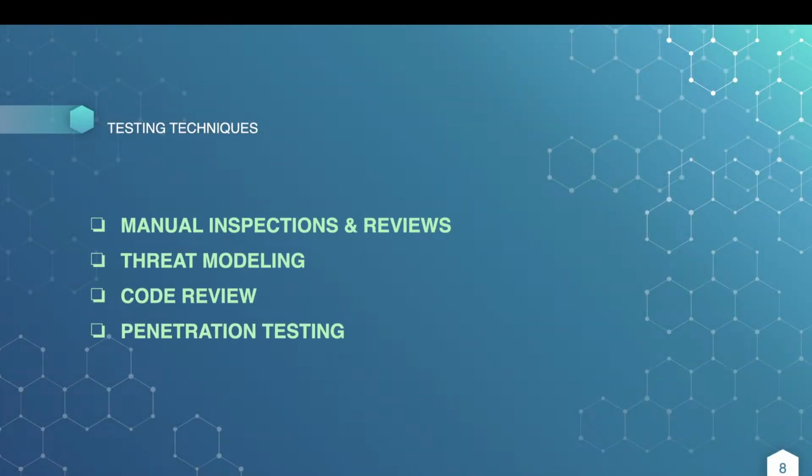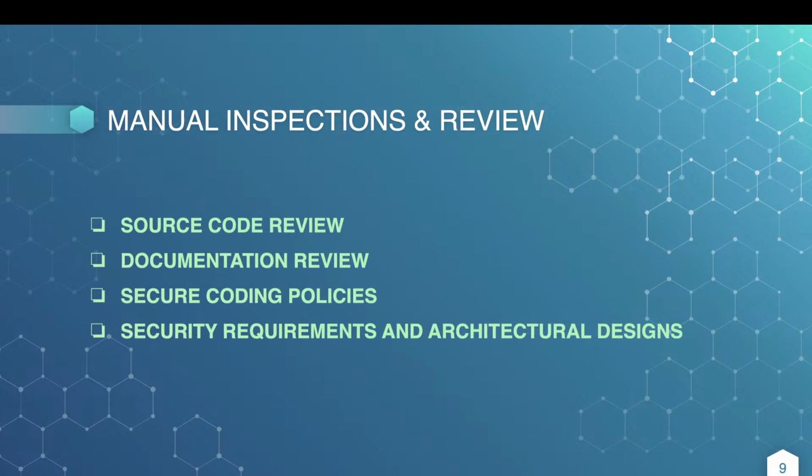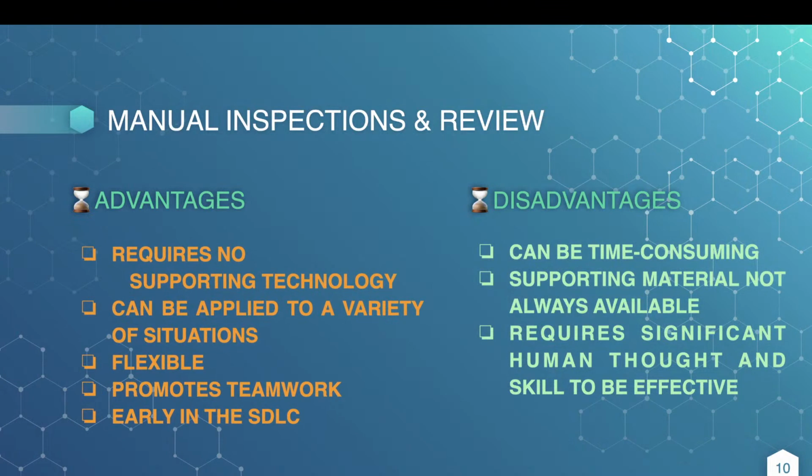As for the testing techniques, they know different testing techniques, being manual inspections and reviews, threat modeling, code reviews, and pen testing. We'll go deeper into each topic. So manual inspections and reviews, they contain code reviews, for example, but also architectural reviews, documentation reviews, secure code guidelines, security requirements, and architectural designs. Reviewing, inspecting those. There are some advantages and disadvantages. There's no supporting technology required because it's just opening a file and reading it.